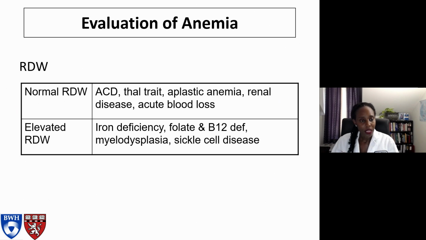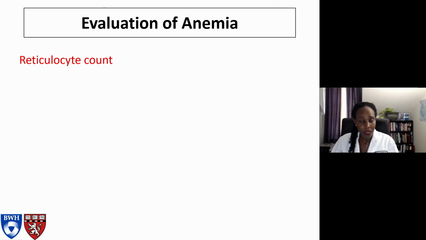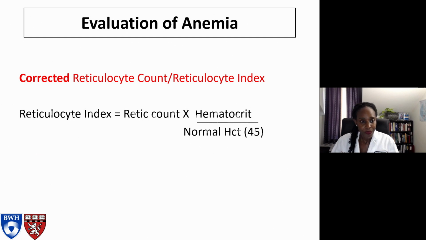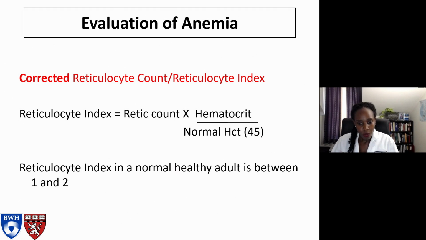We also look at RDW, and the RDW in a particular anemia gives us some insight into what the potential cause of the anemia is. Now, when we talk about the reticulocyte count, we're really interested in the corrected reticulocyte count, or the reticulocyte index. The reticulocyte index is the reticulocyte count that's corrected for the degree of anemia. In a normal, healthy adult, the reticulocyte index is between 1 and 2.